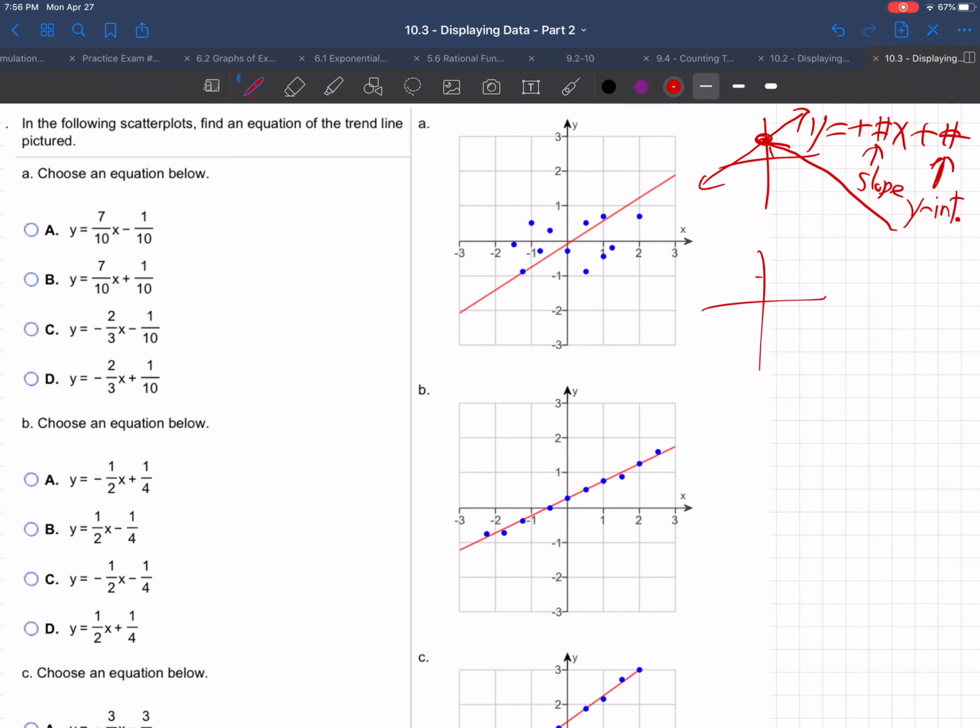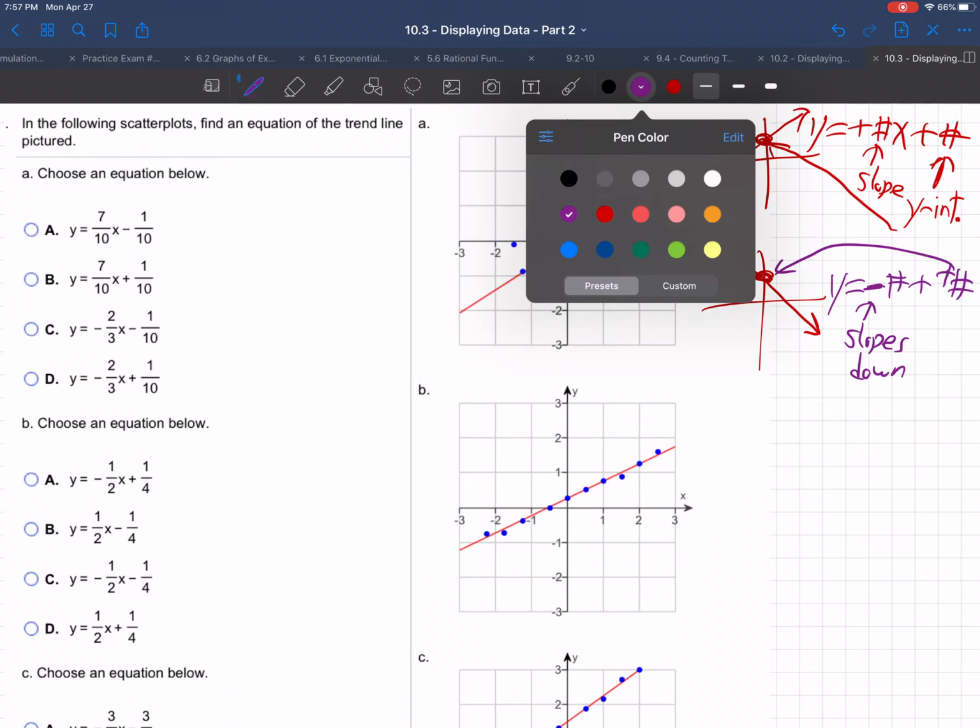So if you have a line that starts up here but goes down to the right, that equation would be a negative number, and then a positive number out here, because it starts positive but it slopes down.